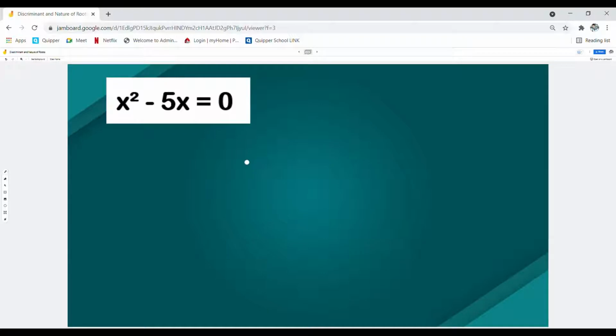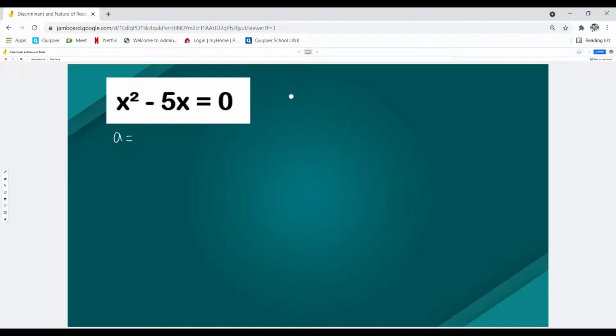Here is an example of a quadratic equation, and for example, you are asked to tell the nature of the roots of this quadratic equation. So what will you do? Of course, you have to choose the discriminant formula. But before anything else, you need to identify first the values of a, b, c, because these are very important here. So what is our a in this equation? You know that it's a 1, right?